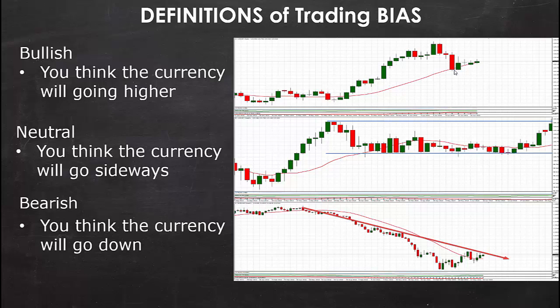And then in a bearish downtrend, we want to be a seller. We want to make money as it goes down. And so basically the currency is already going down, and will have probabilities to continue to go down.